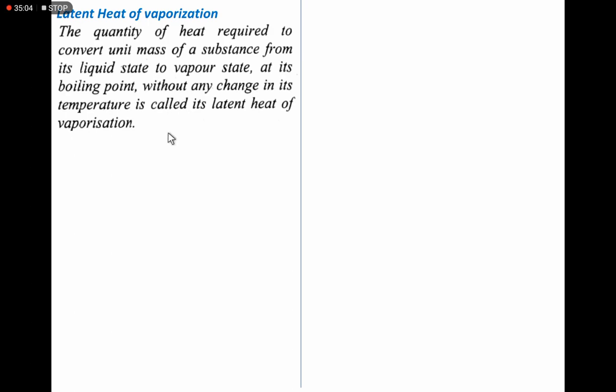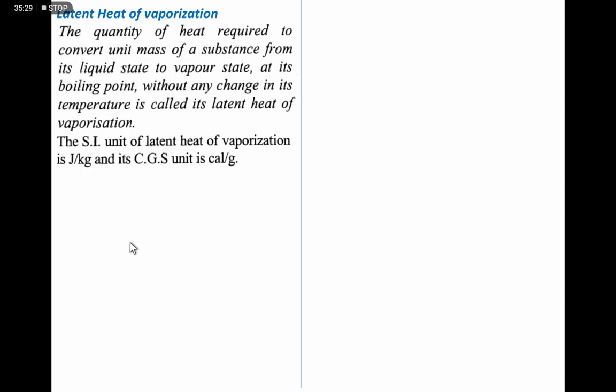Now the next heat is the latent heat of vaporization. The same definition is there: the quantity of heat required to convert unit mass of substance from liquid state to vapor state at its boiling point. Only these words are changed, all other words remain the same. Even the units will be the same for the latent heat of vaporization.